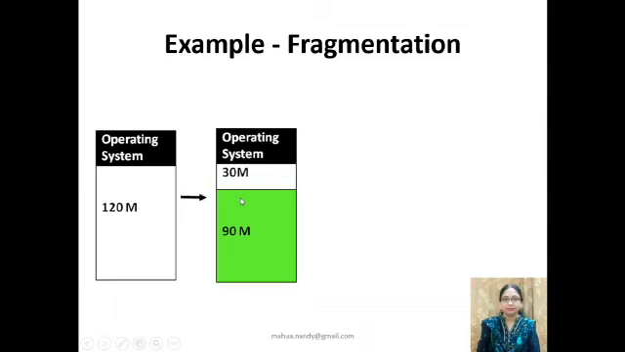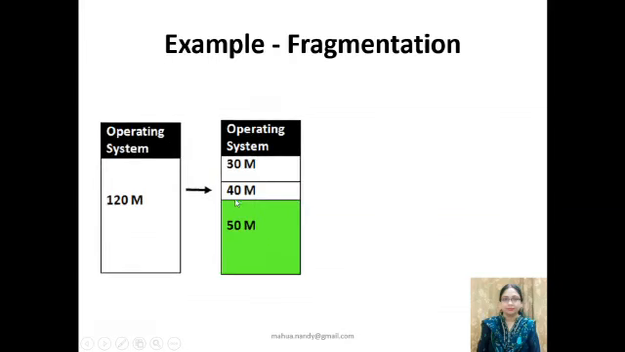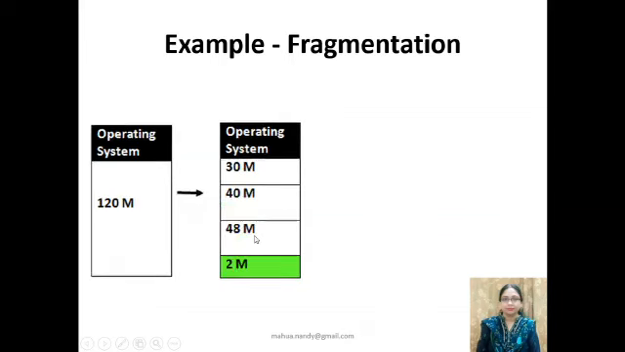A process of size 30 M gets allocated into this total 120 M hole, leaving behind a hole of 90 M. Another process of size 40 M gets allocated in the 90 M hole, leaving behind 50 M hole. Another process P3 gets allocated of size 48 M. So, the hole which is created inside the memory after allocation of three processes of sizes 30 M, 40 M and 48 M respectively is 2 M only.